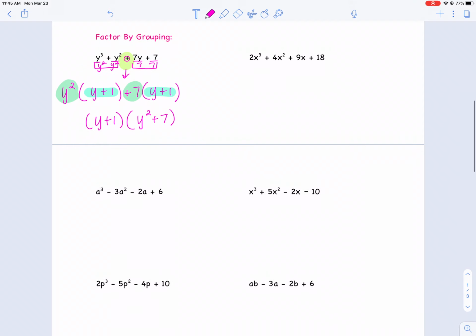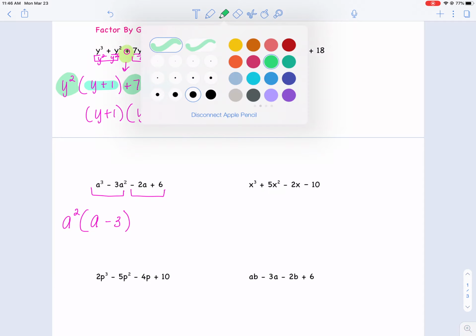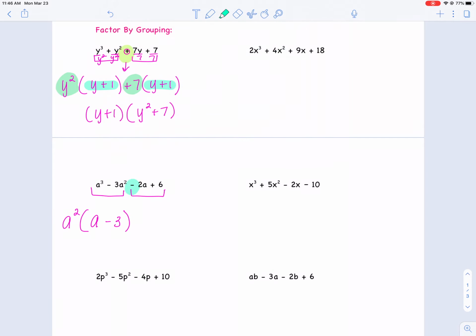I'm going to go straight down to the a cubed. If I group these two together and these two together, the GCF of the first two is a squared, and I would have an a minus 3 left over. I want you to immediately take notice. This is a negative sign. That has to be brought down. The GCF between negative 2a and 6 is going to be a negative 2. And if you divide each of these by negative 2, I get positive a, because a negative divided by a negative is a positive, and then a minus 3.